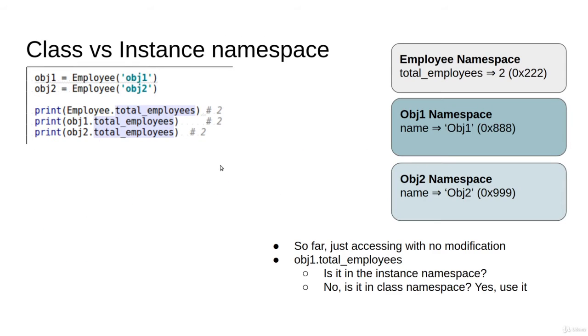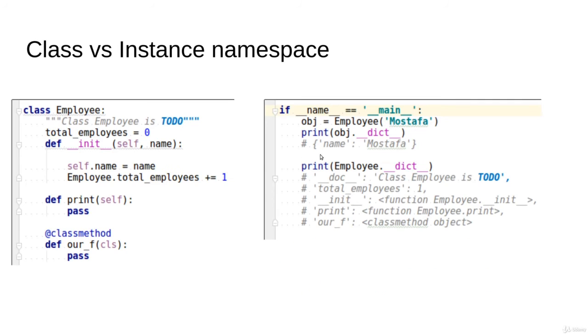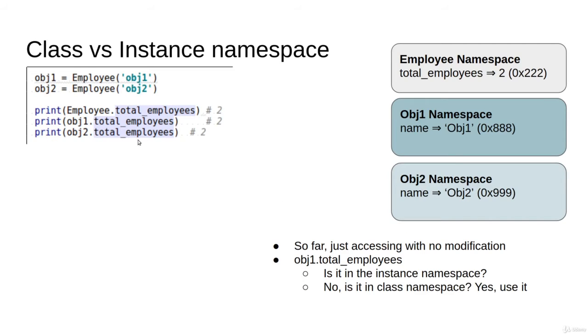Now let's proceed more to get a sense of the namespaces. Here I created object 1 and object 2, and I'm printing the total employees, which will be now 2, and object 1 total employees, it will be 2, and object 2 total employees 2. Remember that when we printed the dictionary, which represents the namespace of the object, we didn't have something called total employees. So how is it printed here?